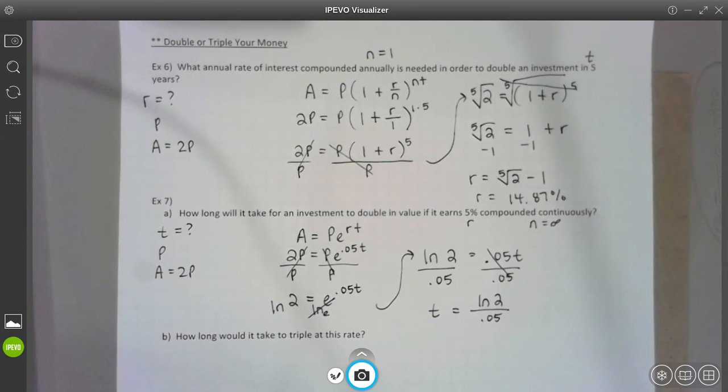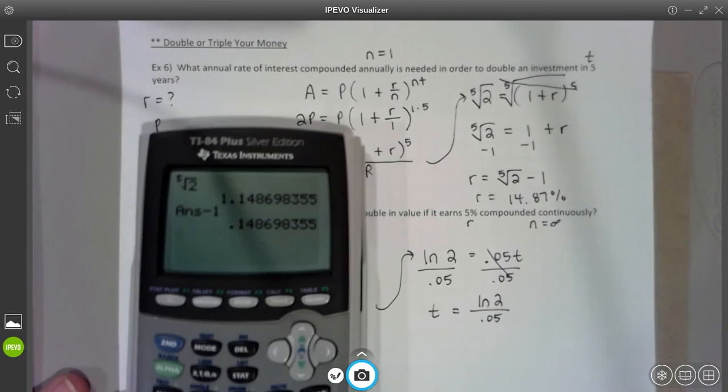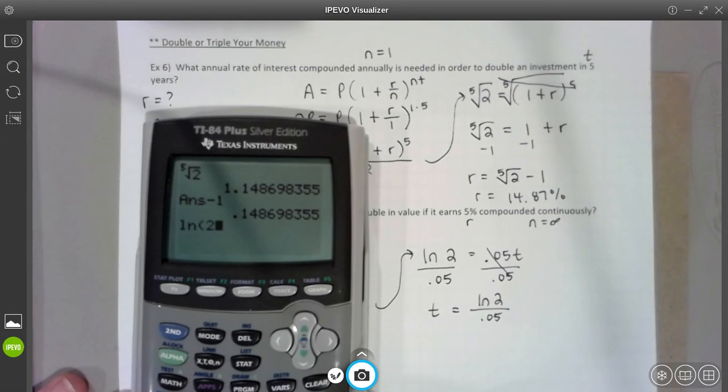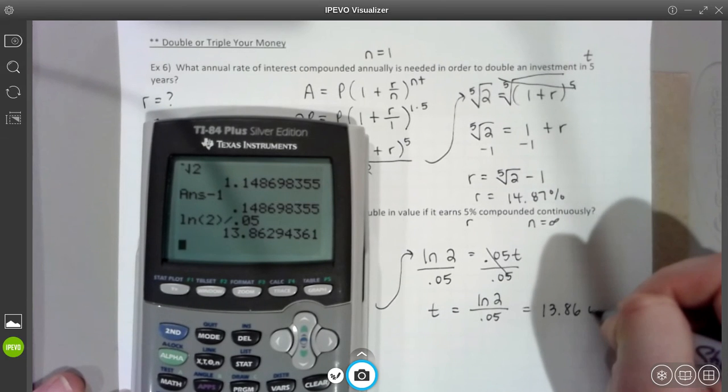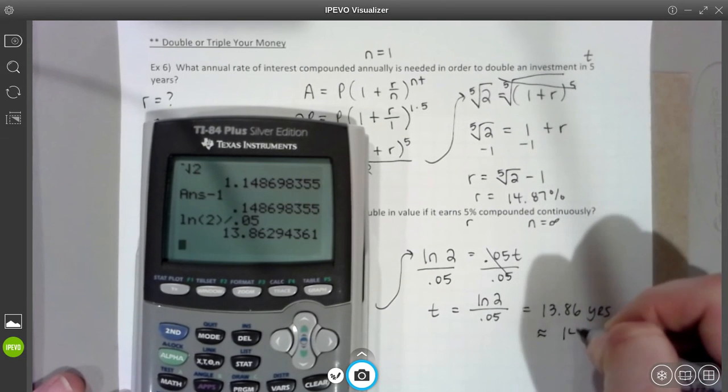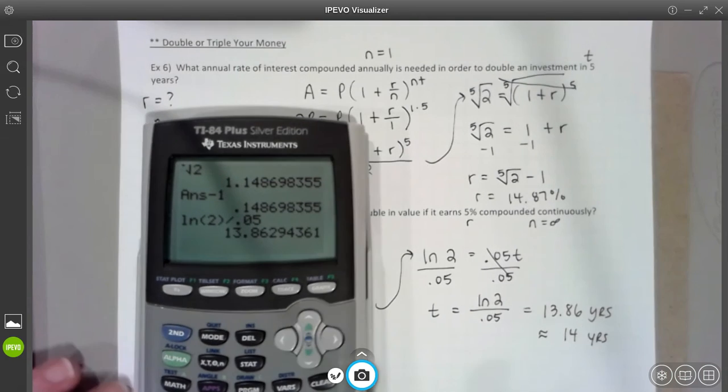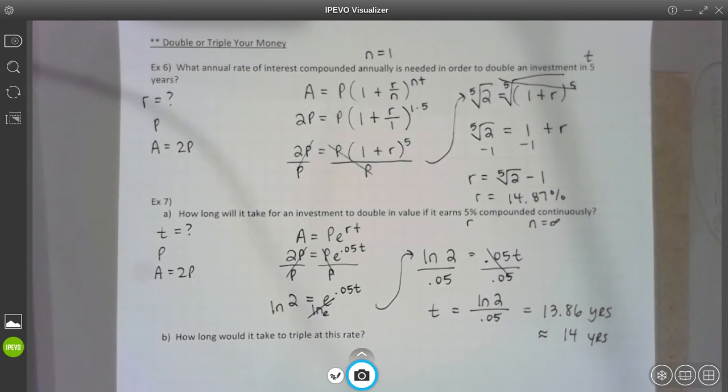But let's actually get a number for that. How many years is that really? Make sure you close the parenthesis on the natural log of 2 so you don't end up putting the 0.05 inside of that log. And it's going to be about 13.86 years, which is roughly 14 years to make this happen. If you want to double your money, it's going to take about 14 years with that rate being compounded continuously. How did that feel? Is everybody okay with solving that one using the logarithm? Is everybody all right? Okay.